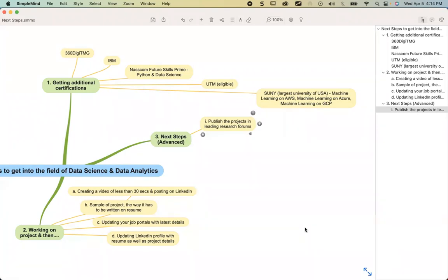Because the moment you mention that your project that you have worked upon got published in one of the leading research forums, then it's going to leave a different impression on the interviewer also. Not just the HR person who is shortlisting your resume, but on the interviewer also.